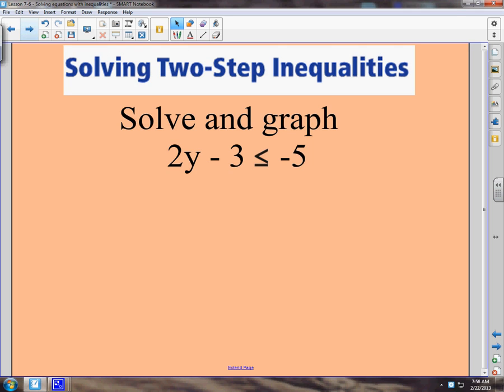Okay, so solving two-step inequalities. So try this problem, and then we will go over it.